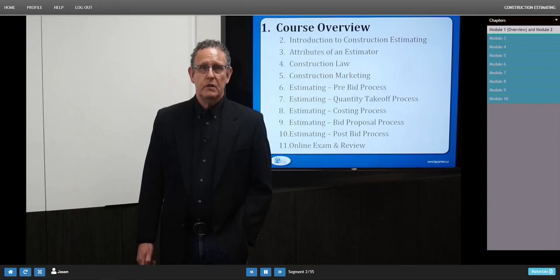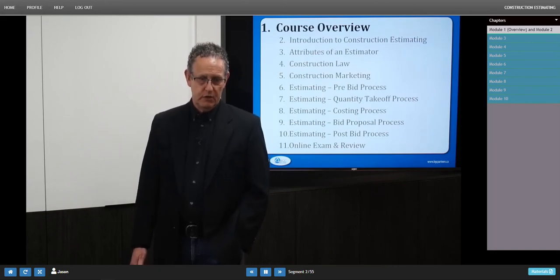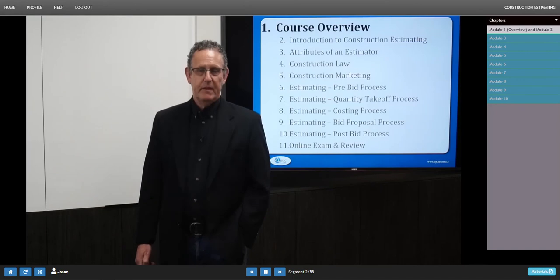After that, we're going to talk about the bid proposal process. Once we have all these components put together, we need to present it, and we need to talk about some of the different ways that we can present our bid. Sometimes bids will be in public, and sometimes they'll be more private as well. So there's a couple of different ways that we can present bids, and we'll discuss those further in module number 9.